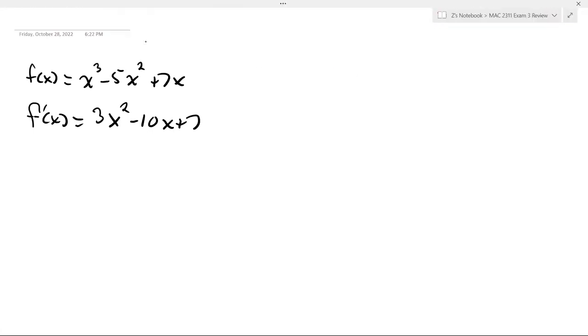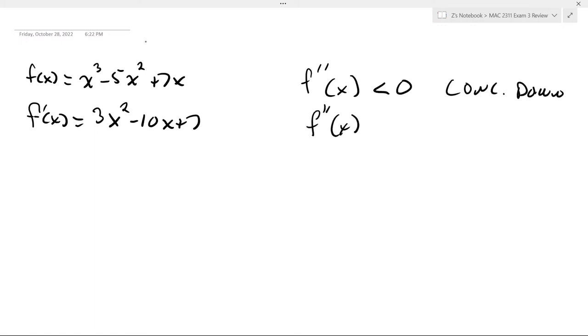So we need to look at the second derivative, because we have concavity when the second derivative is less than 0. When it's negative, that means we have concave down. Our function is concave down. When the second derivative is greater than 0, it's concave up.